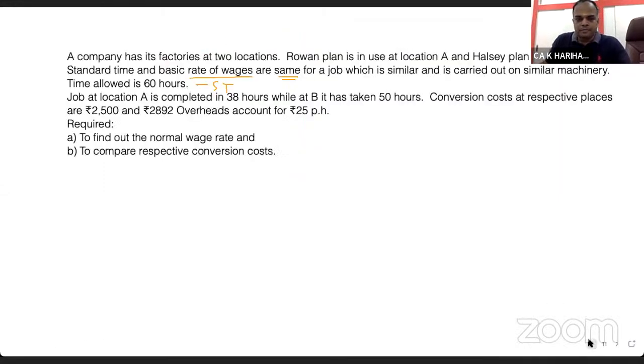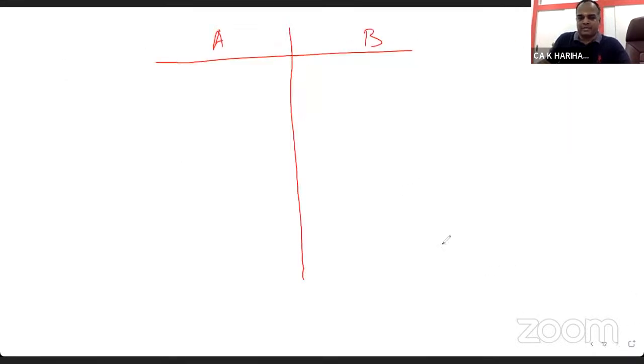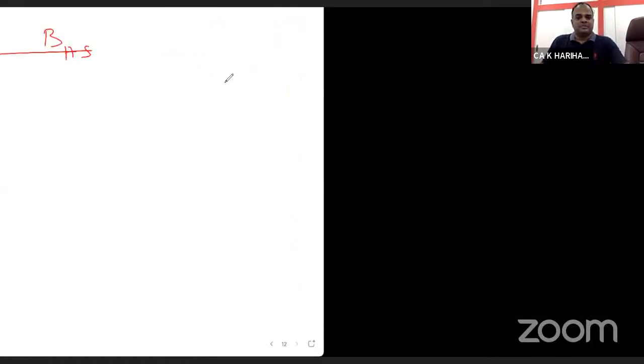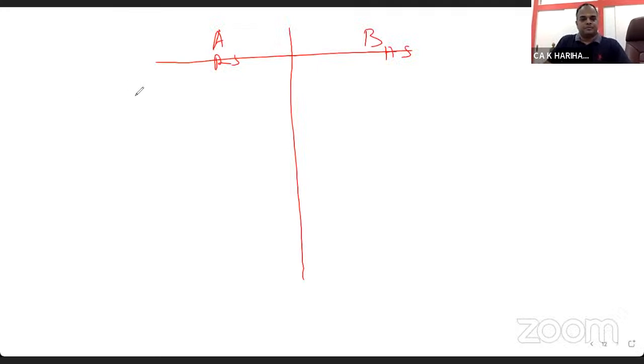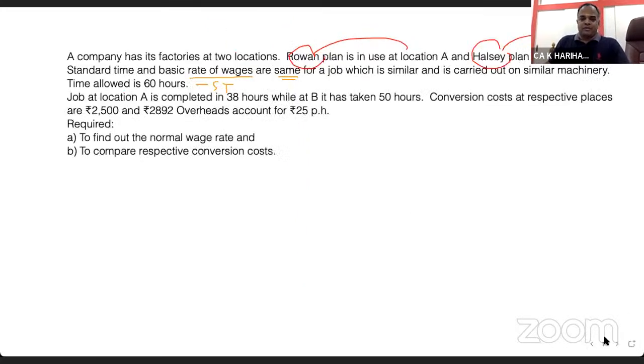The company has two locations, location A and location B. Location A follows the Rowan system, and location B follows the Halsey plan. Now, by way of reverse working, we have to solve the question with the available data.